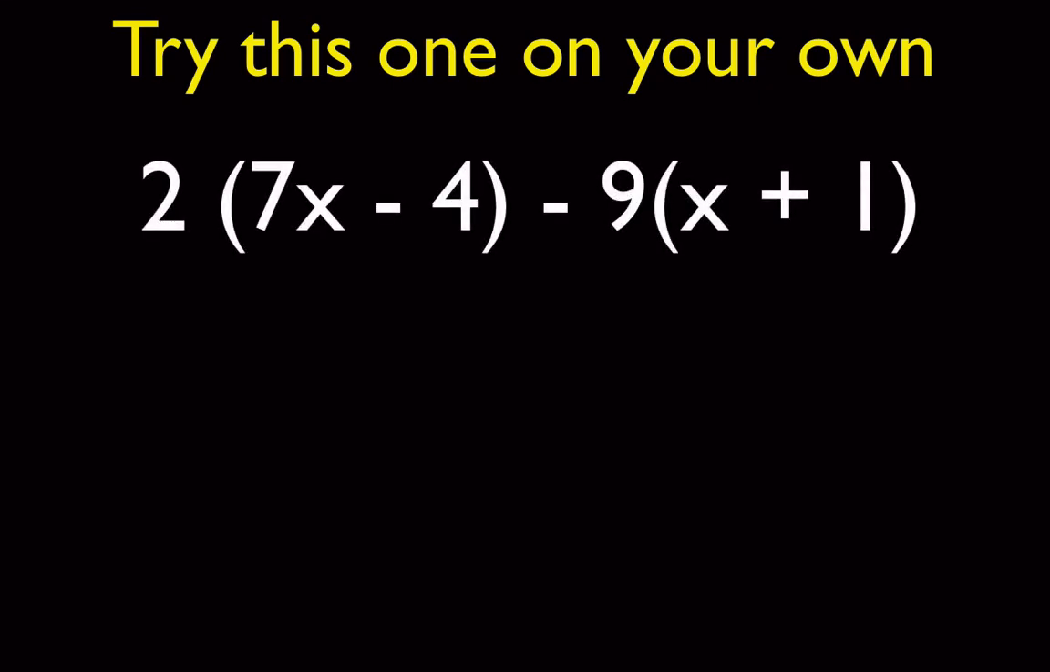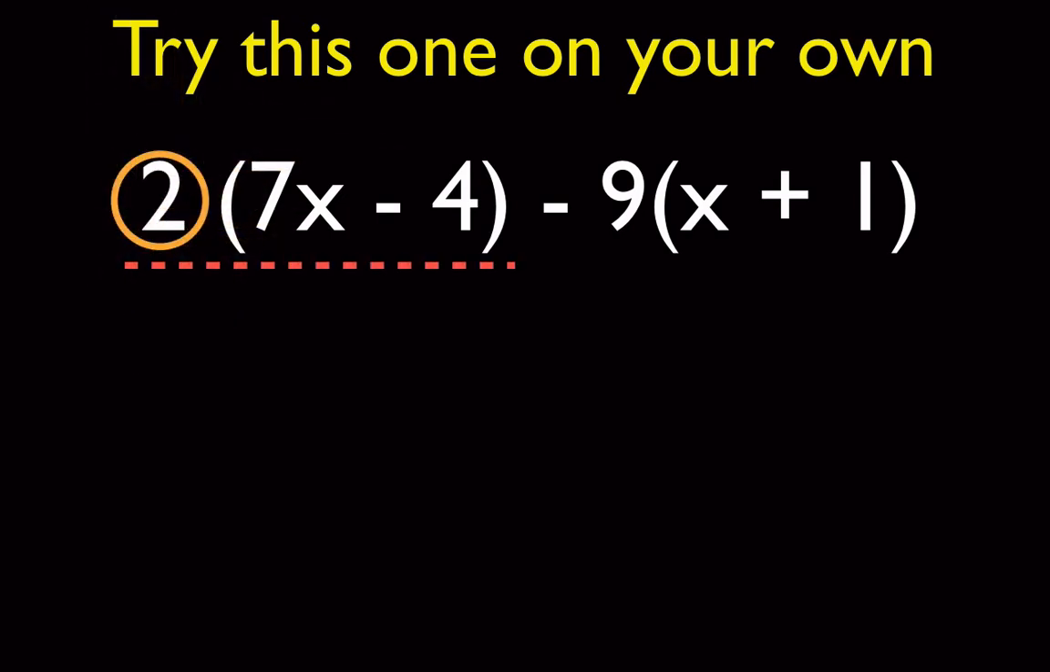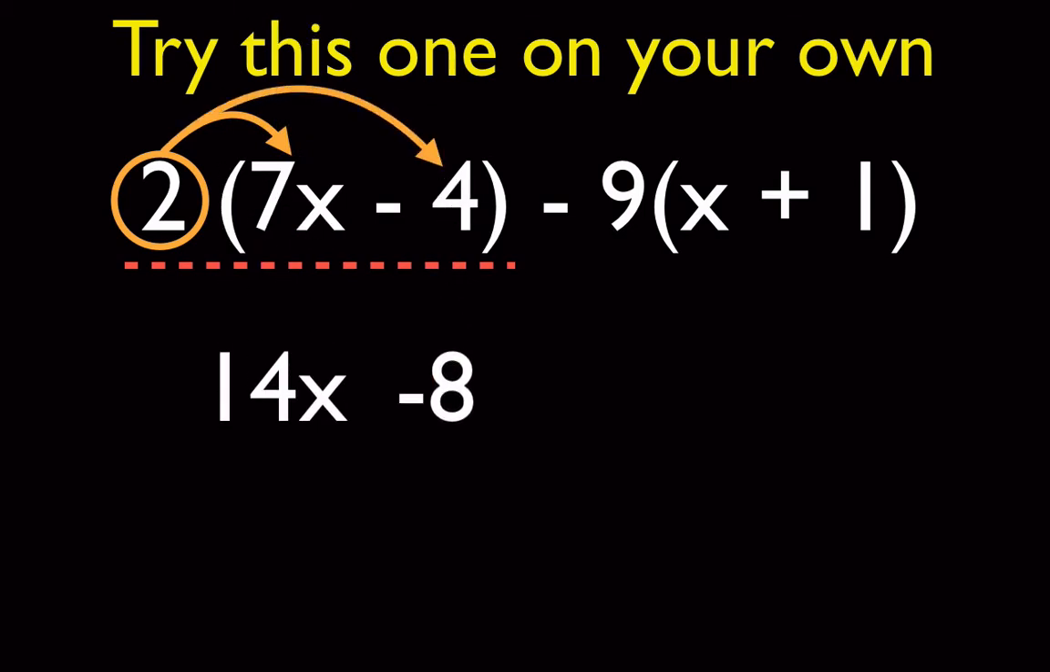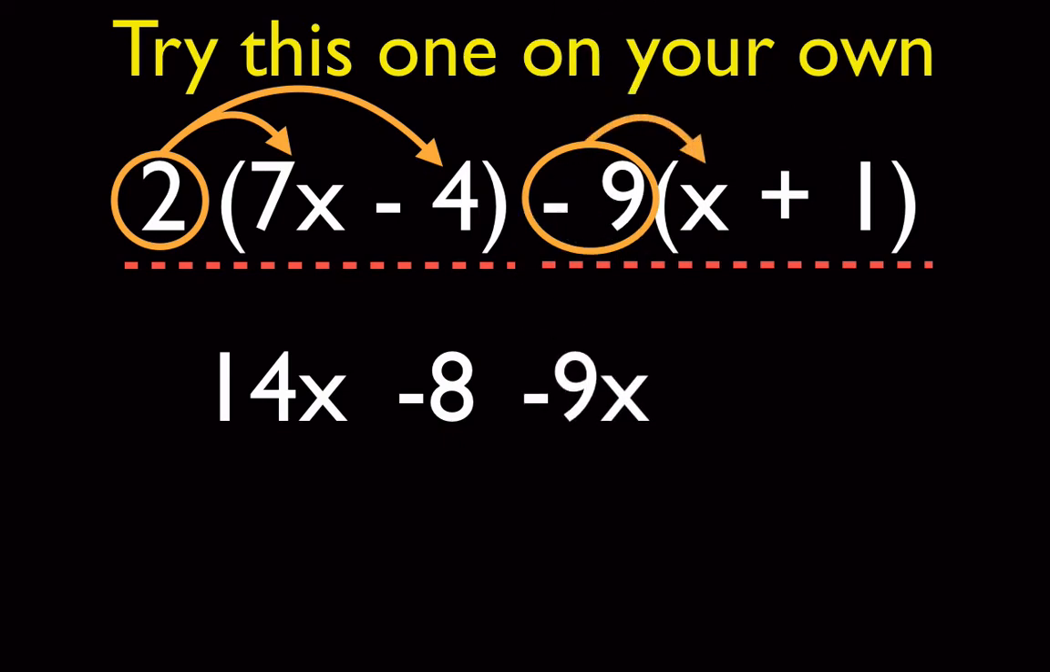Okay, let's try another one. This one again has two distributive properties. Start with the one on the left based on order of operations, and then work your way to the one on the right. So first thing, circle my 2, multiply both parts. Okay, and I get 14x minus 8. On the other side, I want to make sure I remember that it's not just a 9, it's a negative 9. And I'm going to multiply both parts. And I'm going to get negative 9x minus 9.